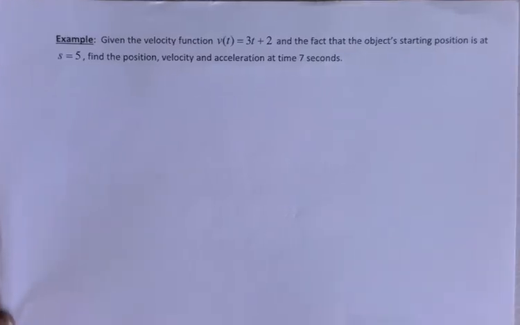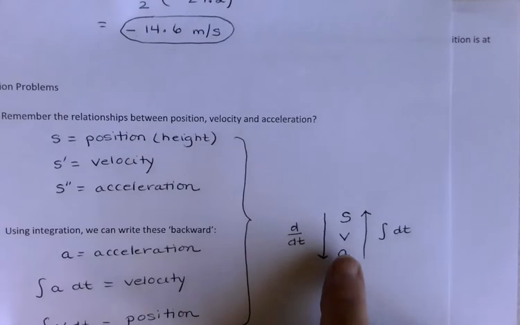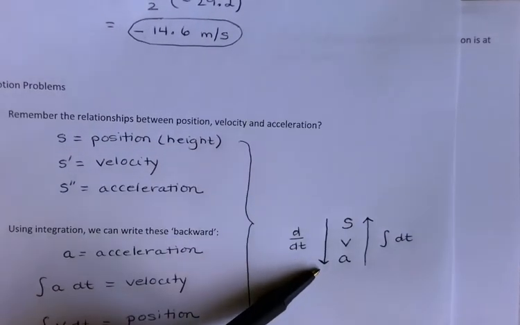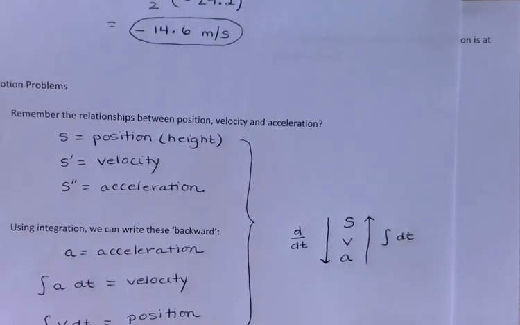All right, our example. Given the velocity function, v equals 3t plus 2, and the fact that the object's starting position is s equal 5, find position, velocity, and acceleration at time 7 seconds. So we were given the velocity function. We were given the one right in the middle, right? If I take a derivative, I'll get acceleration. If I take an integral, I'll get position.